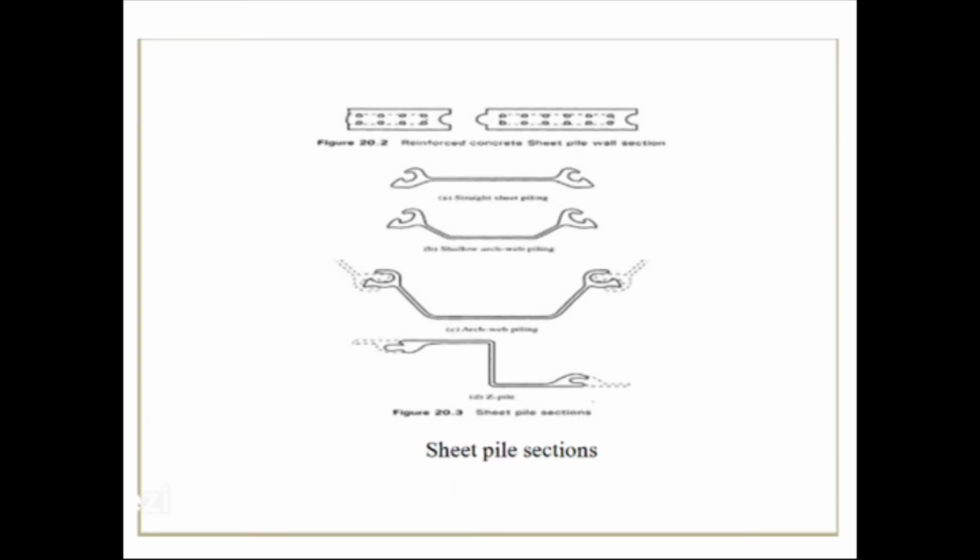Then, straight web sheet piles are designed to form cylindrical structures, generally closed, retaining a soil backfill. And for shallow arc web piling and Z-pile, the arc and Z-piles are used to resist large bending moments. For less bending moment, shallow arc piles with smaller section modulus are used. And straight web piles are used where the web will be subjected to tension as in cellular coffer dams.